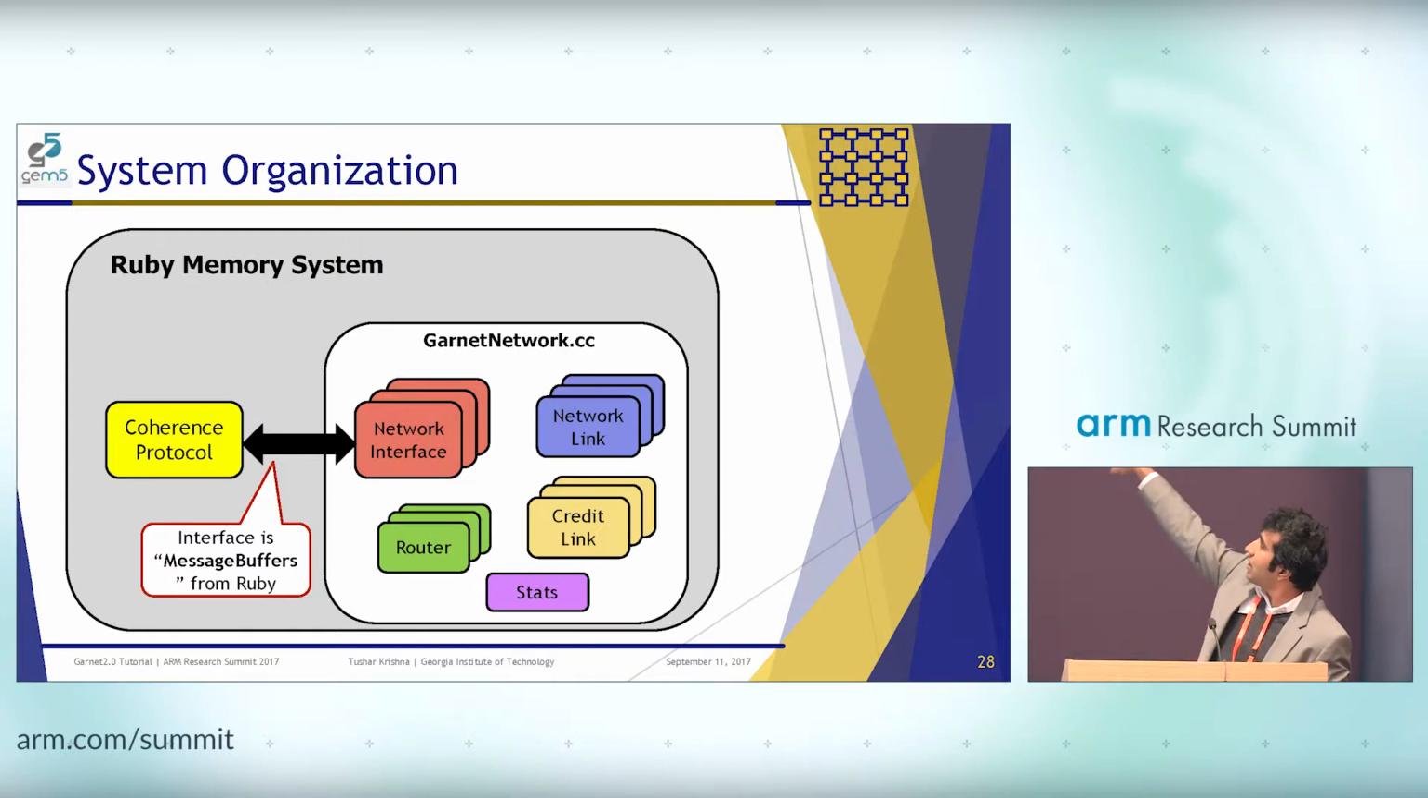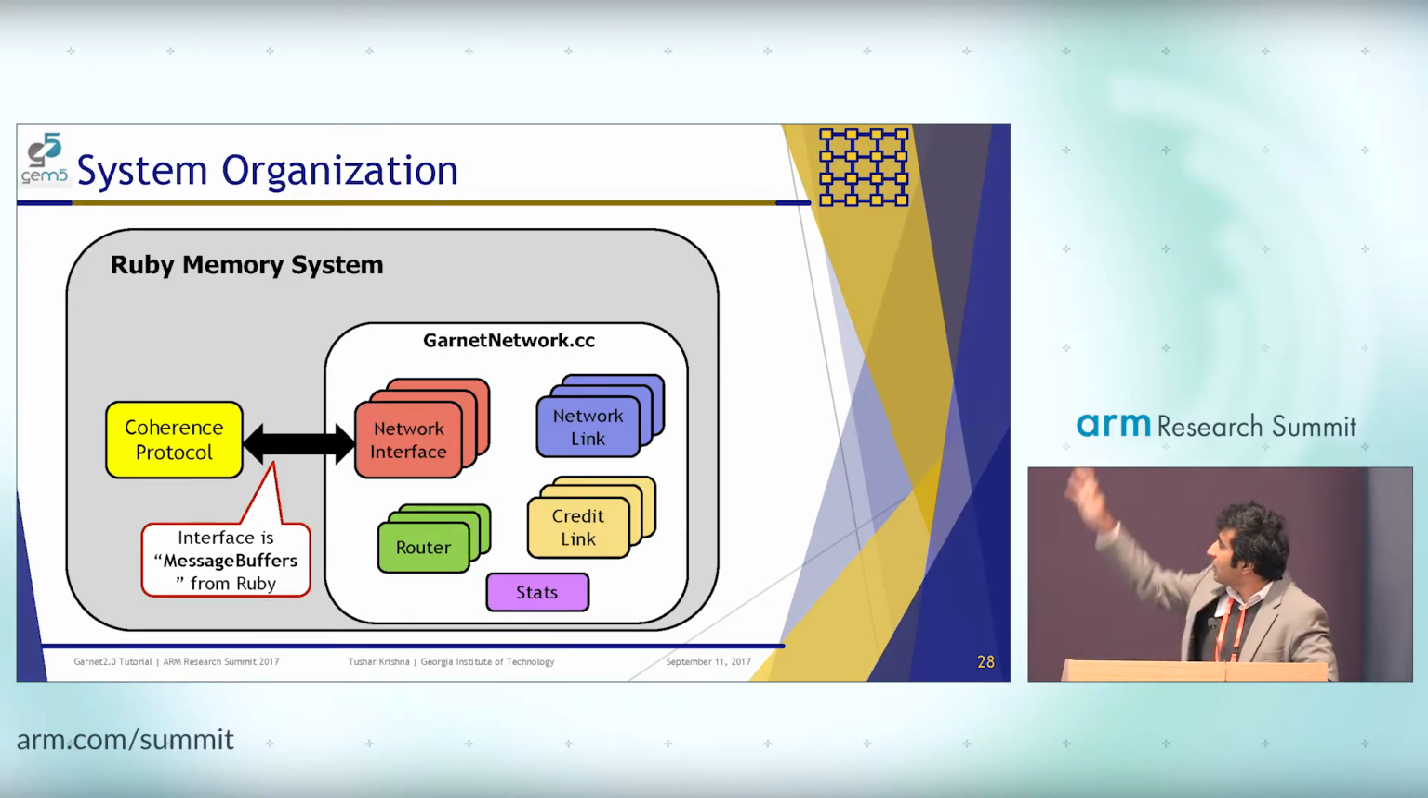And inside Garnet network.cc, you have all of these objects. You have a bunch of network interfaces. You have all of the routers. You have all of the network links, credit links, and you have the ability to collect all of the network stats. And this is pretty modular. You can keep changing all of these components. So now let's zoom into that network interface, because we've just talked about routers and links so far.